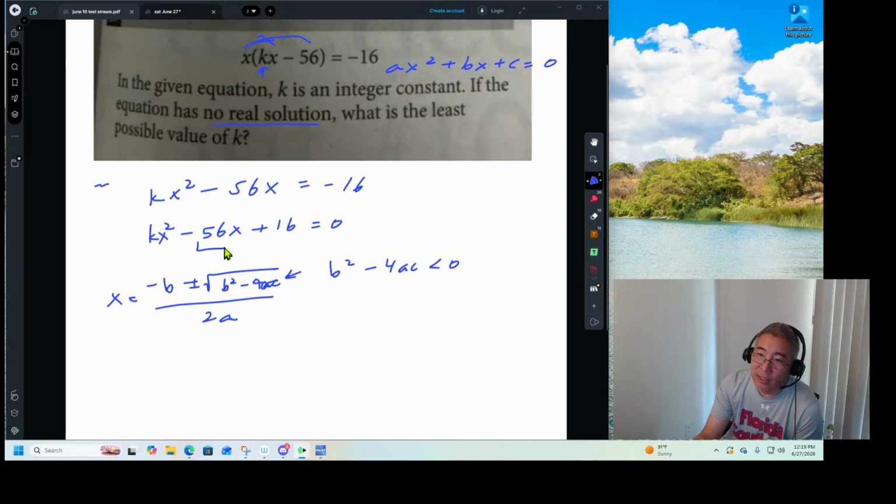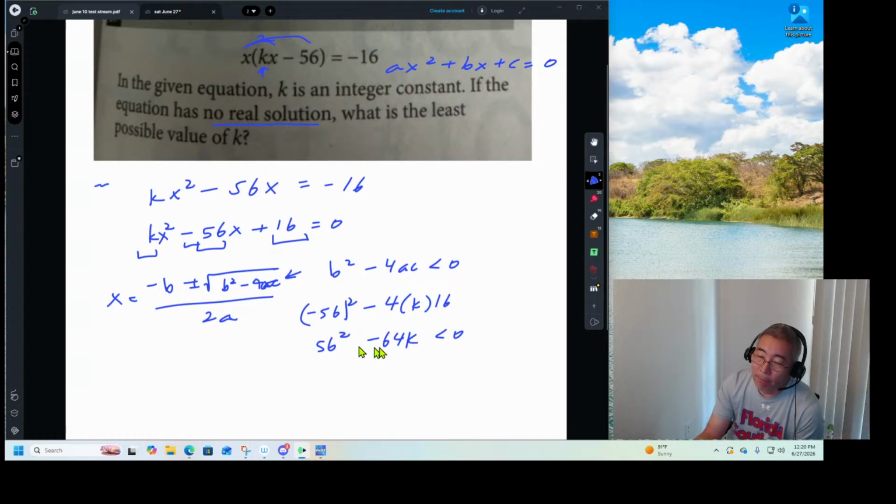And the b in this case is negative 56, the a in this case is k, and the c in this case is 16. So we're just going to plug those in to see what k value would make it negative. We get negative 56 squared minus 4 times k times 16, which would be negative 64k. And 56 squared, oh my God, we won't even work that out. We'll just leave it like that for now, okay?